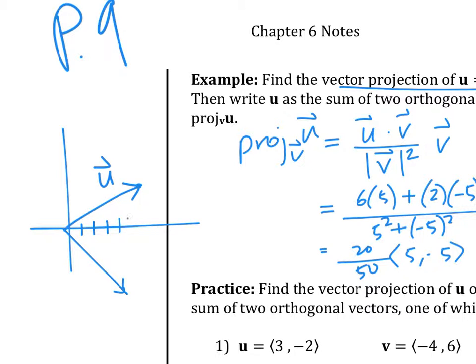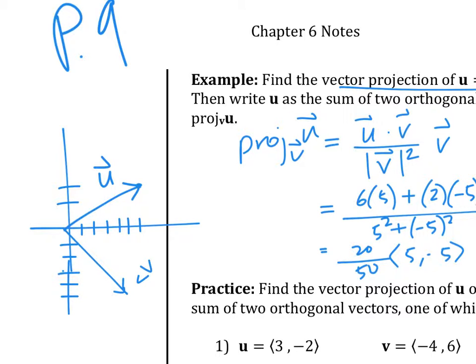One, 2, 3, 4, 5, 6, 2. Maybe I need to make it shorter. Cannot make it shorter. Six, 2, and then 5, negative 5. 1, 2, 3, 4, 5. Okay, this is v.